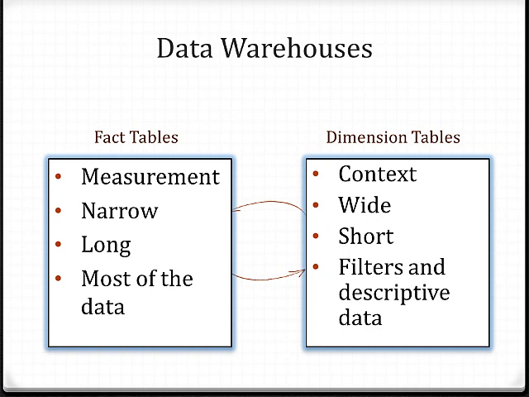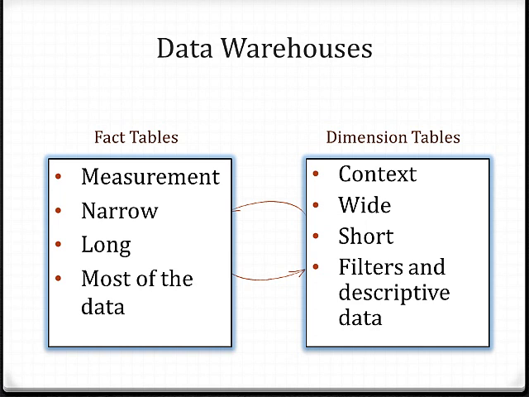In a data warehouse, you have two tables which are relevant here. You have the fact table, which is used for measurements, and you have the dimension table, which is for context of these measurements. And I'll explain in a minute how that works. The fact table is usually very narrow, as in fewer columns. The dimension table is very wide. The fact table has many, many rows, and the dimension table has fewer rows, but wider again. The fact table contains most of the data, and the dimension tables are used for filters and descriptive data.